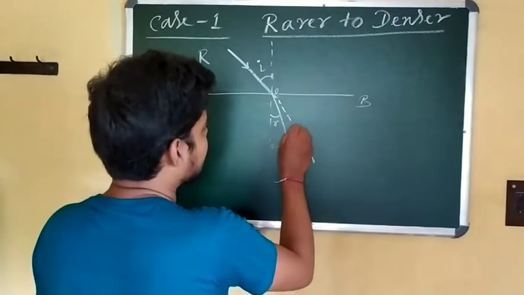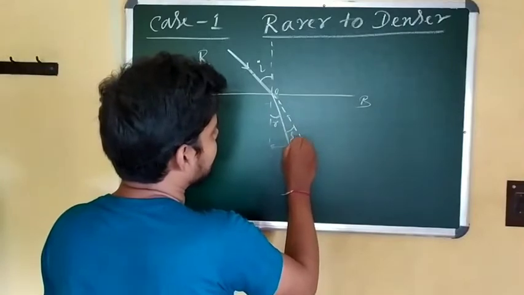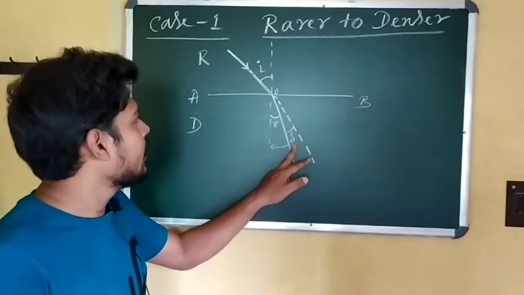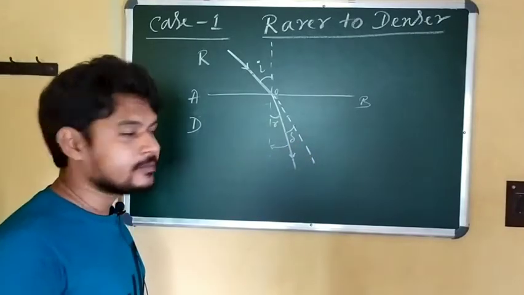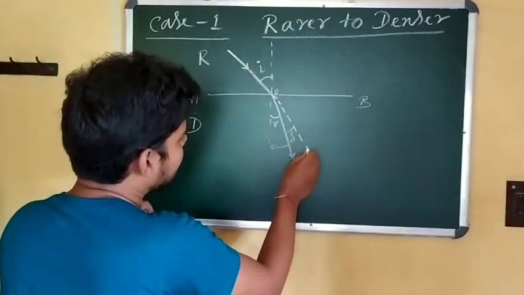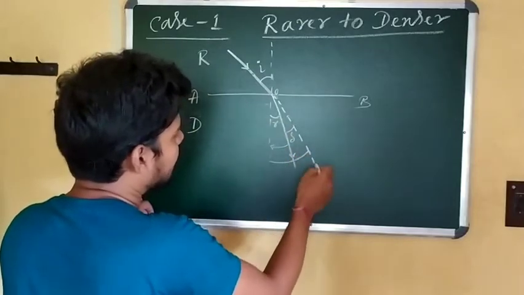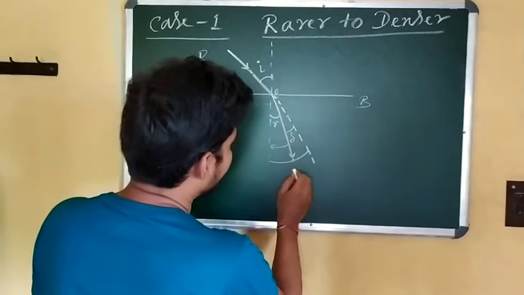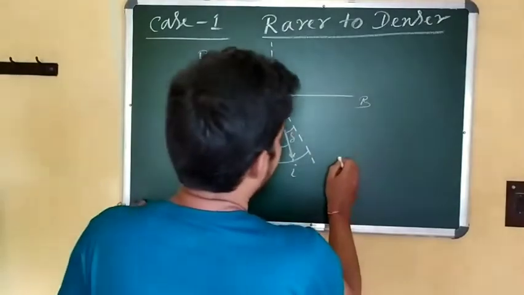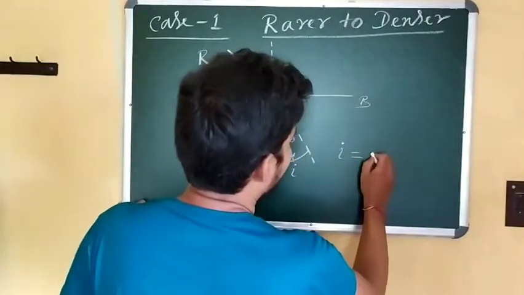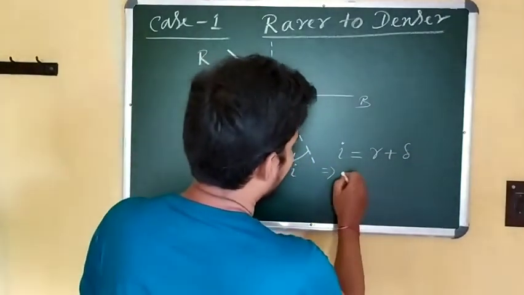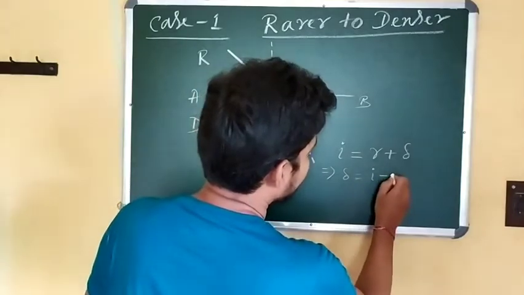I have already discussed that this is called the angle of deviation and it is represented by delta. This symbol is called delta. Now what will be the angle of deviation? As you can see, if it follows this path, then the total angle between the normal and this dotted line will be the same as the angle of incidence. That means you can write I equals R plus delta. Then delta equals I minus R.